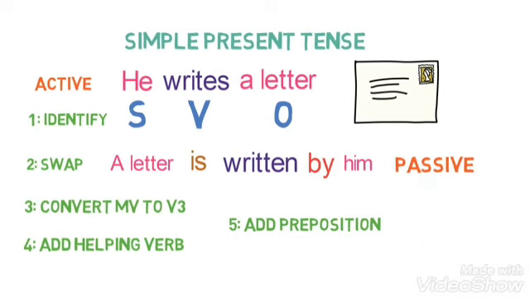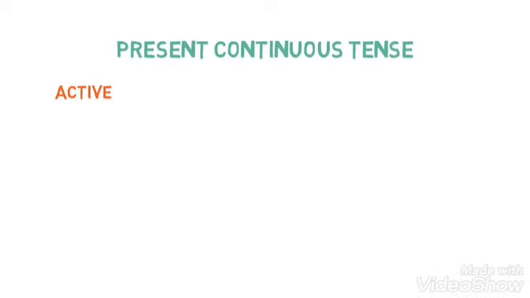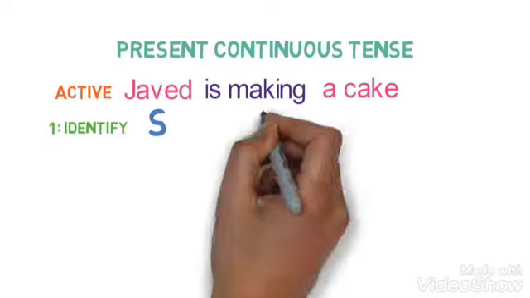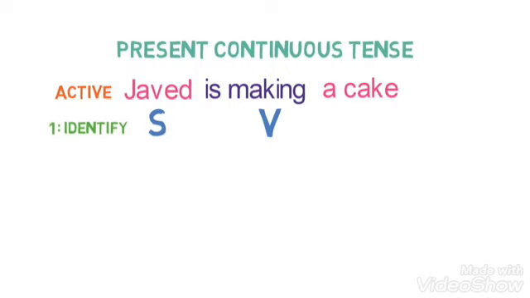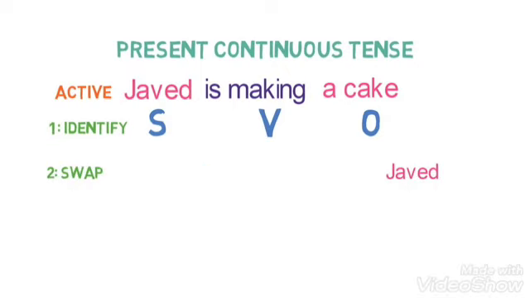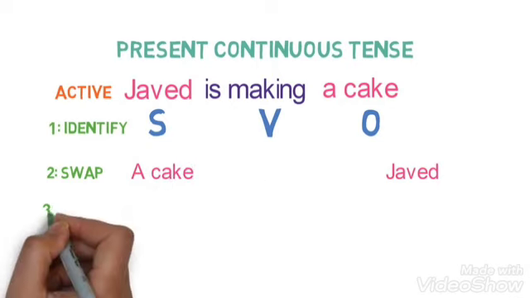The next example is simple present continuous tense. The active sentence is "Javed is making a cake." First step, identify subject, verb and object. Second step is swap the subject to object. Javed comes last, a cake comes first.